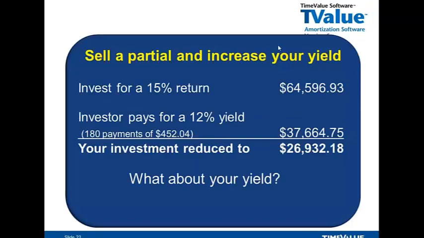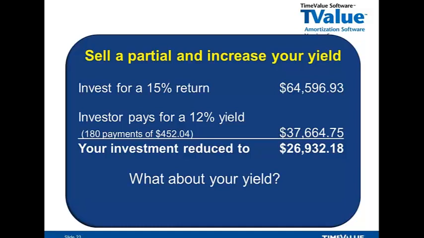So in that case, I would, at 15%, pay $64,596, and if I were to turn around and sell to an investor who wanted a 12% yield, I can determine really what I would want to sell.